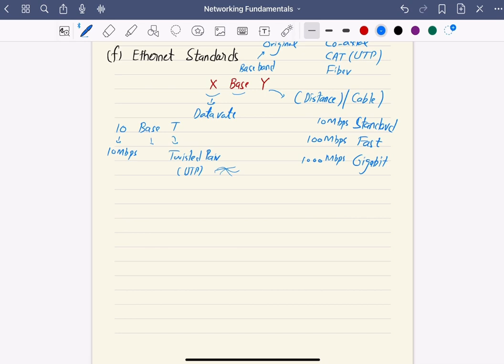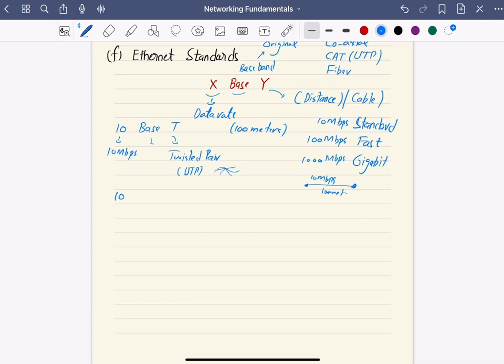The range of this one is only 100 meters. So 100 meters is the maximum range over which you will get the data. The maximum range for twisted pair cable is 100 meters, and the maximum speed would be 10 Mbps, end to end. This is what this standard is. I'm going to tell you all these standards with their categories in the other sense as well, but these are the different standards.